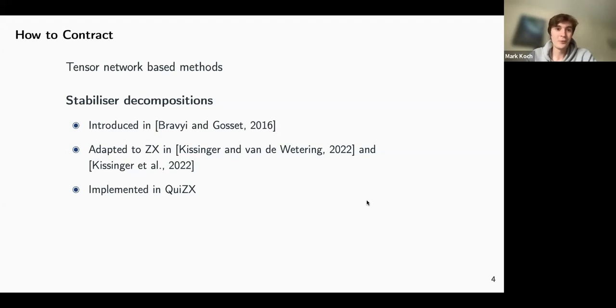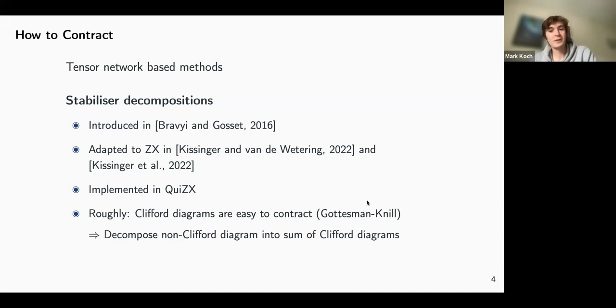To give you a very rough overview of how the stabilizer decomposition approach works, it's based on the idea that Clifford diagrams, so diagrams where the phases are multiples of pi over 2, are very easy to contract, which is a consequence of the Gottesman-Knill theorem. In the circuit world, you would do this using some stabilizer tableau method or something similar. In ZX, you can do pivoting and local complementations until the diagram is completely gone, right? So Cliffords are very easy to simulate.